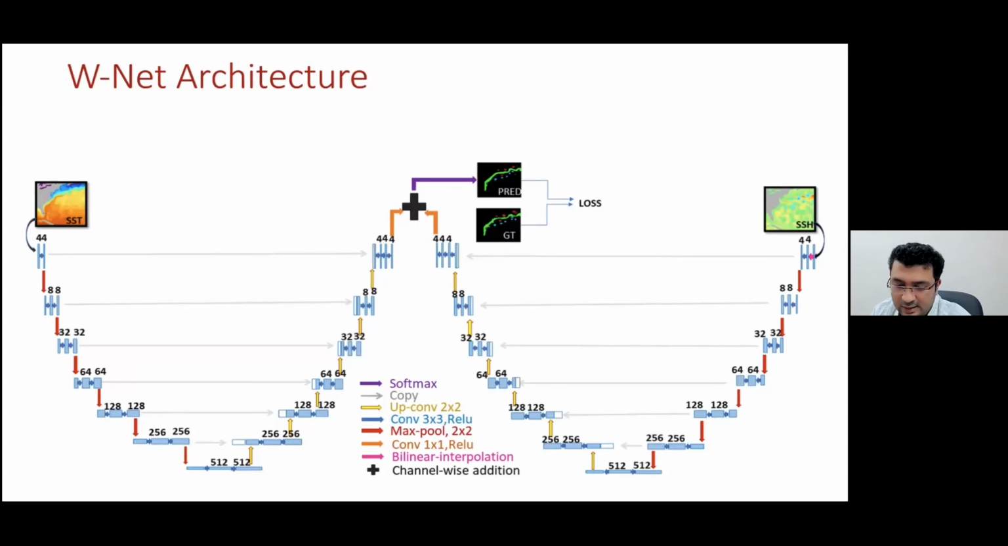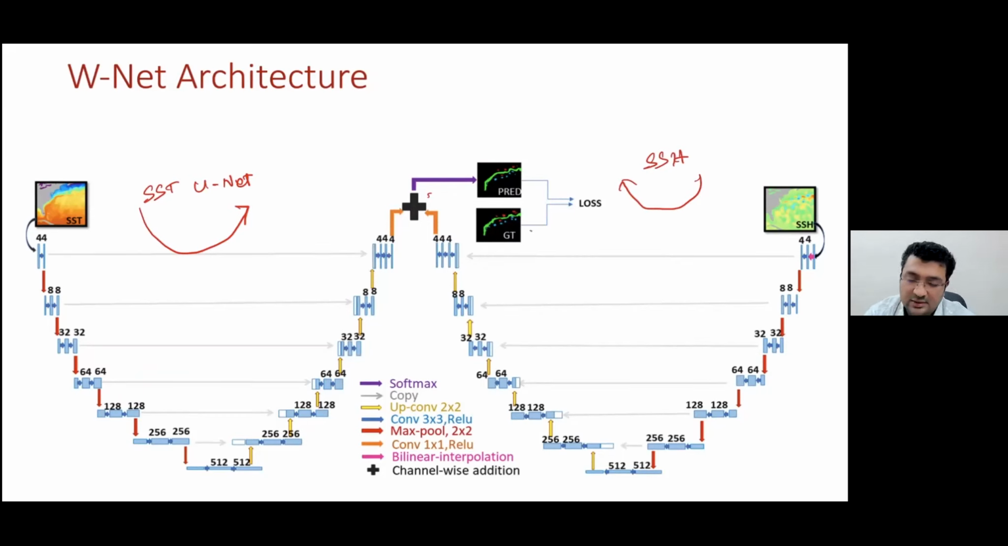And what we ended up doing was to develop a new architecture called WNet. This WNet contains two UNet-like structures. There is the encoder decoder UNet structure 1, which is the SST unit, and then there is the SSH unit. They combine together over here and give the final prediction of 4 labels: Gulf Stream, warm eddies, cold eddies, and the background. So these are the 4 segments that they predict.